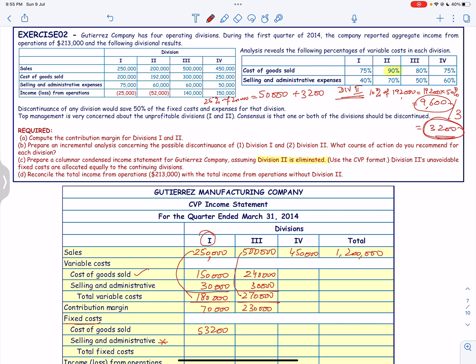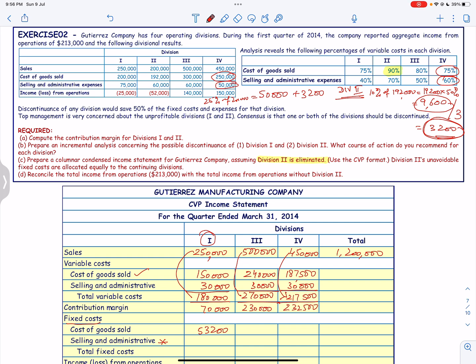For division 4, the variable is 75% of 450,000. Sorry, 75% of 250,000. So 75% of 250,000 is 187,500. The selling and administrative are 60% of 50,000. So 60% of 50,000 will be 30,000. And the total variable cost will be 217,500. Now we know that contribution is the same, that is sales minus total variable cost, and that is equal to 232,500.